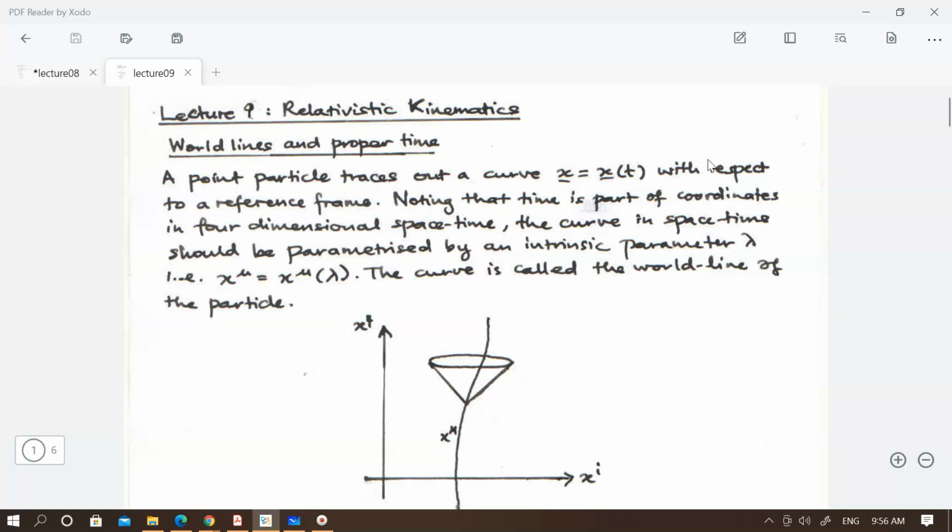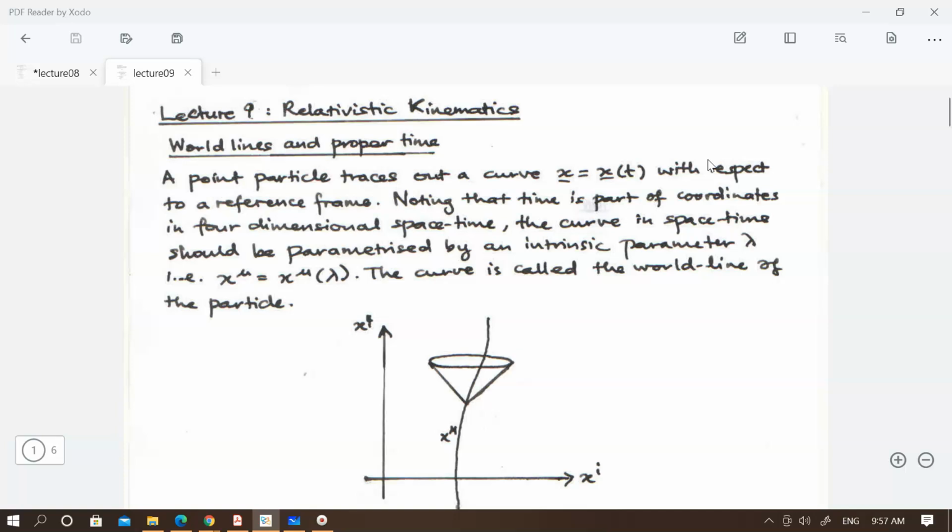Because your time is part of your space-time coordinates, and space-time coordinates depend on your reference frames. So there must be some quantity that we can actually use in order for us to be independent of the space-time coordinates. So this is what we're going to do.